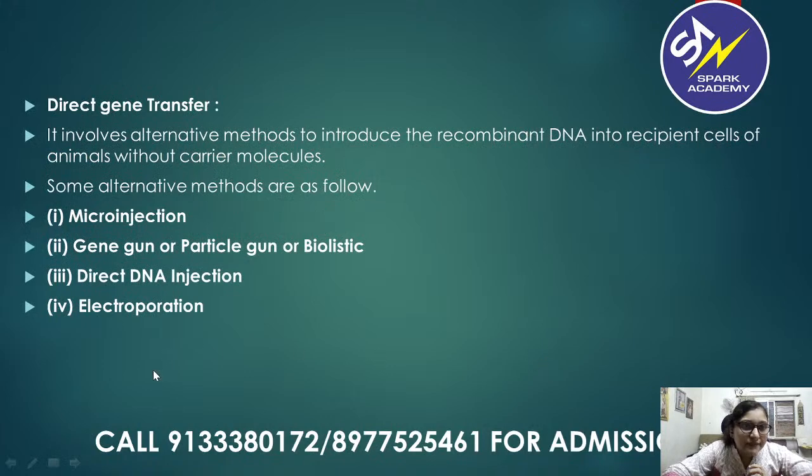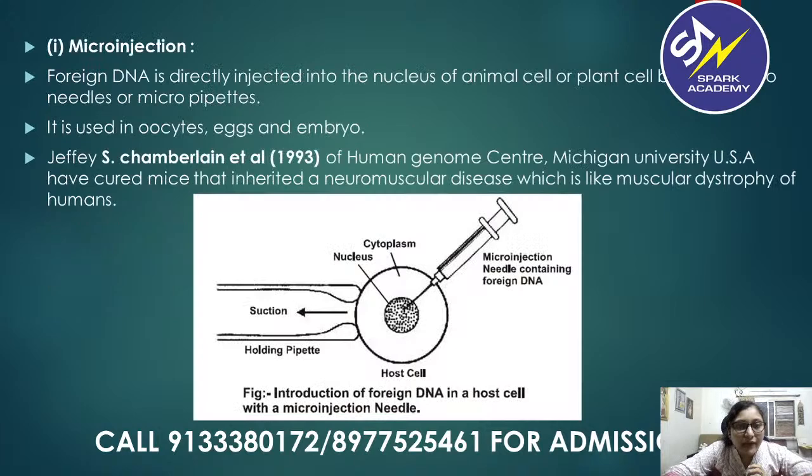Then gene transfer. Gene transfer can be done by microinjection. Gene guns can be used. Gene guns are also known as particle guns or biolistic guns. Direct DNA injections can be given, and electroporation. First, microinjection. This is how a microinjection needle containing foreign DNA is given directly to the nucleus. Introduction of foreign DNA in the host cell with the microinjection needle.